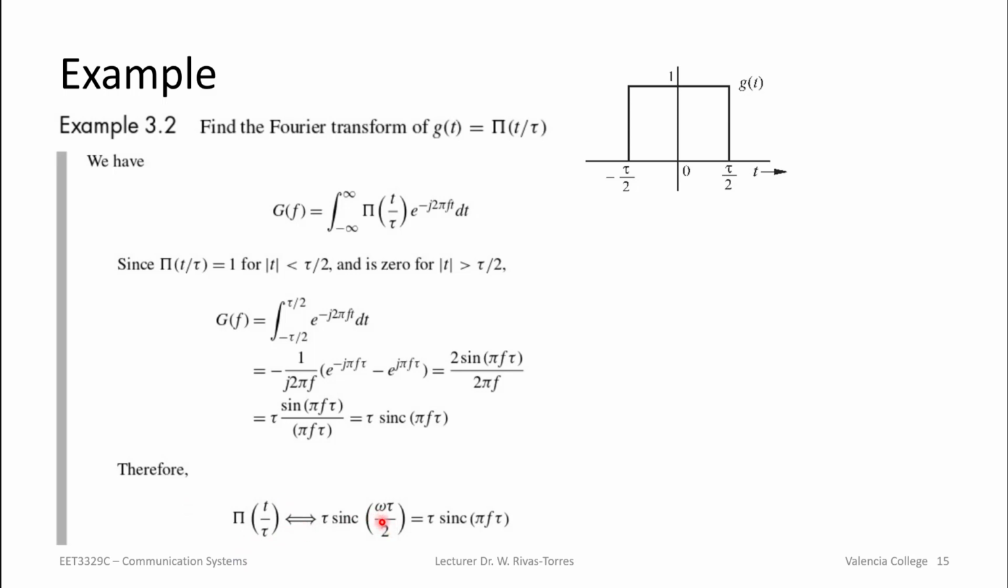Again, here's the author using omega. It will be omega tau over 2, or simply tau sinc pi f tau. And this is why we included the sinc function as one of our special functions, because it actually is the Fourier transform of the pulse.